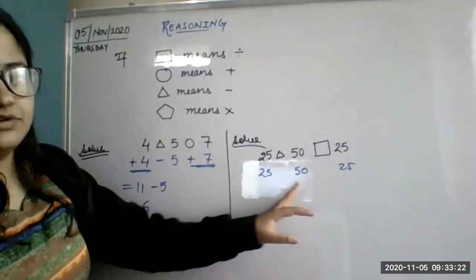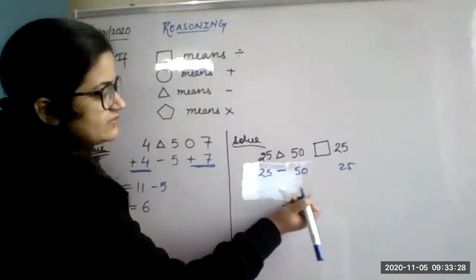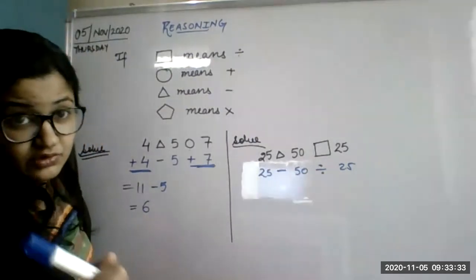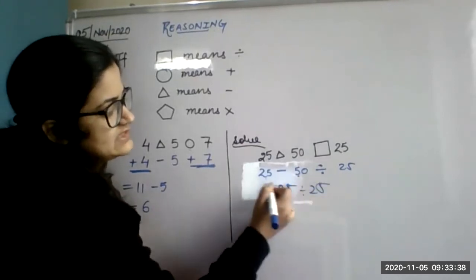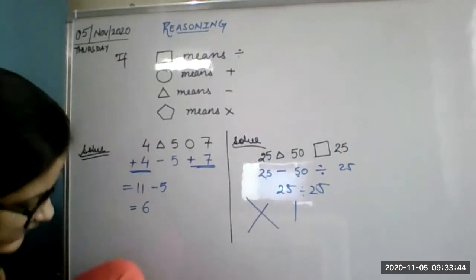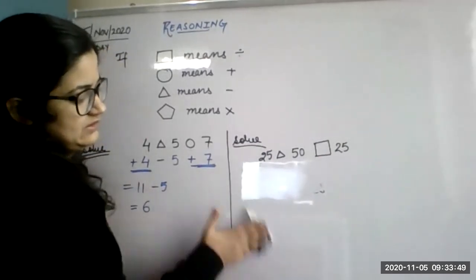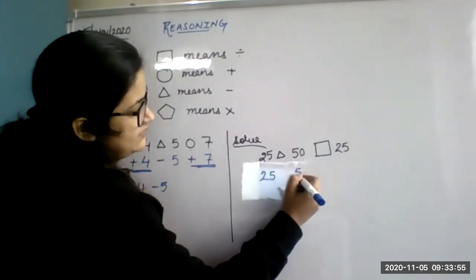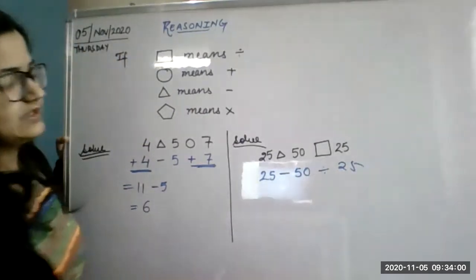Now what I have done, 25, 50 and 25. Sorry, a triangle is there. Triangle means minus. And square means divide. Those who are saying 1, why are they saying 1? Because they have done this like this. Those who have done this like this, it is completely wrong. Nothing is correct here if you have done like this. 25, 50 and 25. Here it is minus and here it is divide.